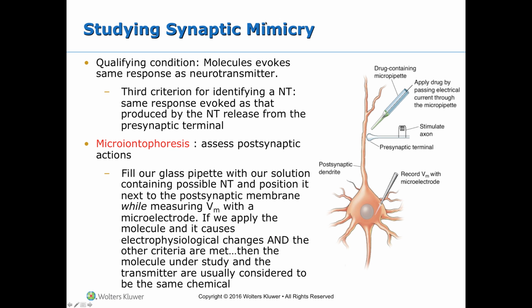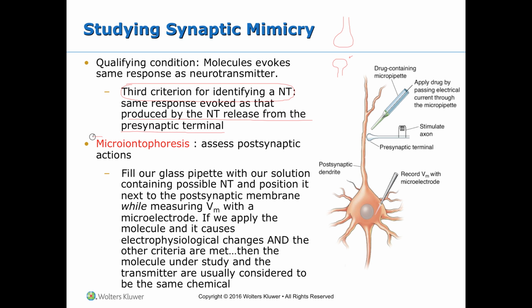So studying synaptic mimicry, one of the qualifying conditions for neurotransmitter identification is that molecules evoke the same response as a neurotransmitter. So this is the third criterion for identifying if something is a neurotransmitter. The same response must be evoked as that produced by the neurotransmitter released from the presynaptic terminal. So if released from the presynaptic terminal, this neurotransmitter has an excitatory effect, if I were to take that neurotransmitter and apply it directly to the postsynaptic cell, would it have an excitatory effect as well?